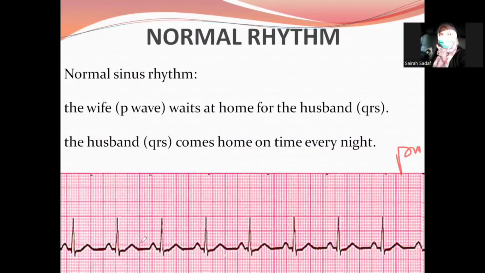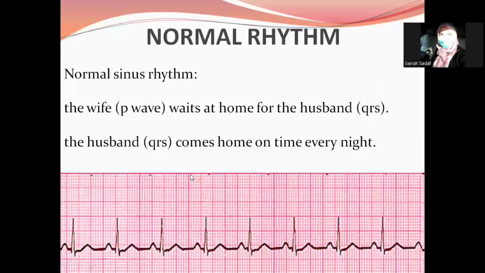Okay. So now this is the P wave. The P wave is the wife. She sits at home and waits for the husband, and this is the husband. He always comes home around 8 p.m. It's always fixed. And secondly, it's always regular. The QRS complex, the husband, is always regular. He is always on time, a fixed time.